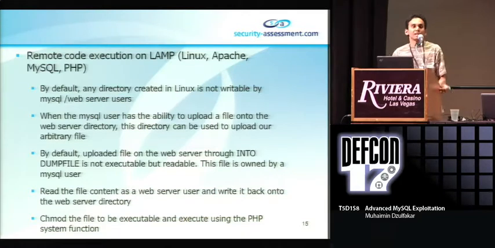So remote code execution on the LAMP has one limitation, because by default, directories created in Linux are not writable. But in some cases, you will find applications that require this directory to be writable. One example is an application that allows users to upload content. If we can find this type of application, we can abuse the functionality by uploading our arbitrary file into this directory. Also, files created through the select into dumpfile are not executable by default. But this is not an issue, because we can simply use PHP to read the file contents and write to another file, and then the permission for this file can be changed using a PHP system function.